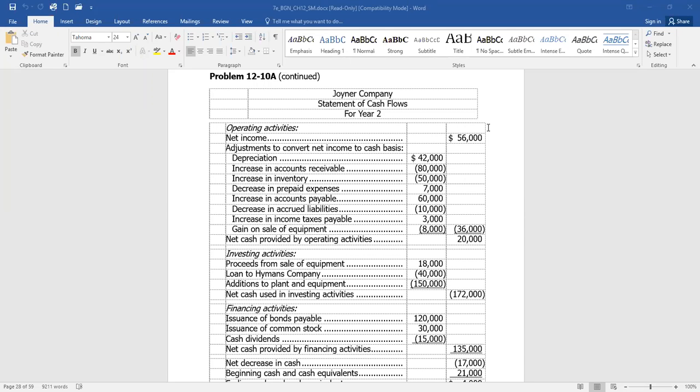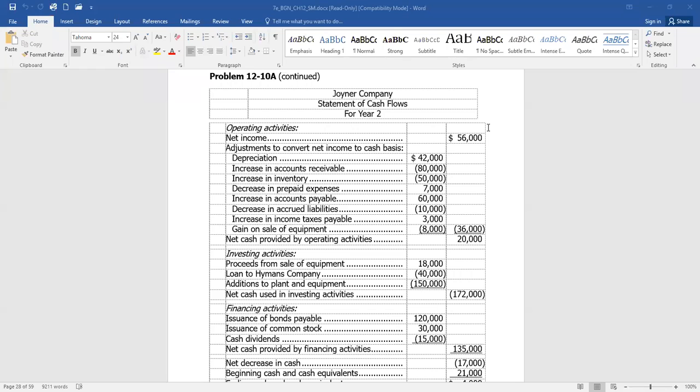So how do they get that $42,000? Well, we're going to have to do some calculating here. It says, during the year, the company sold equipment that had cost $40,000, on which there was accumulated depreciation of $30,000. So I'm first going to take a look here.